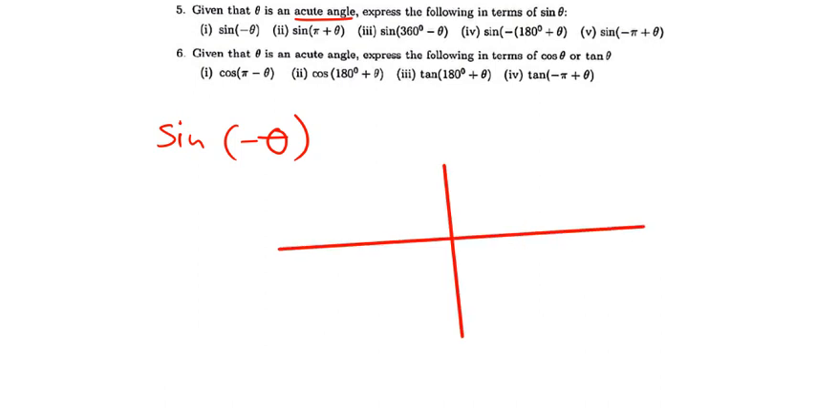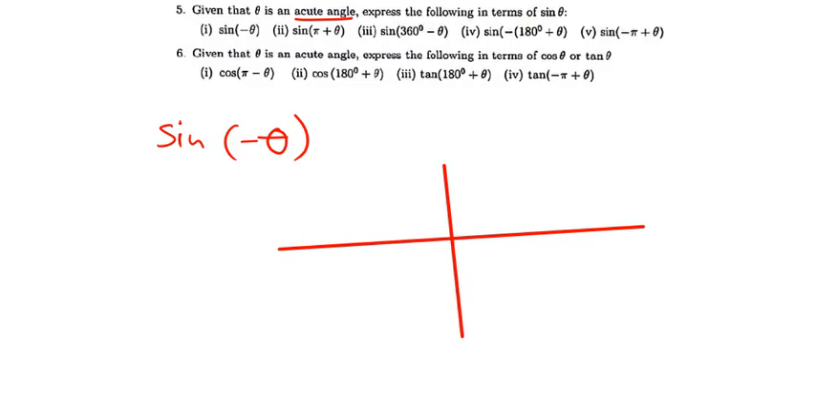Now, question 5, I'm not going to answer question 5 just now. I'm just going to give you a hint to go about question 5 and 6. Given that theta is an acute angle, express it in terms of sine. So we're basically just doing whatever we've done so far. So when you see sine negative theta, one of the key statements that you're given here is that the theta in the brackets is acute, meaning that it's less than 90.